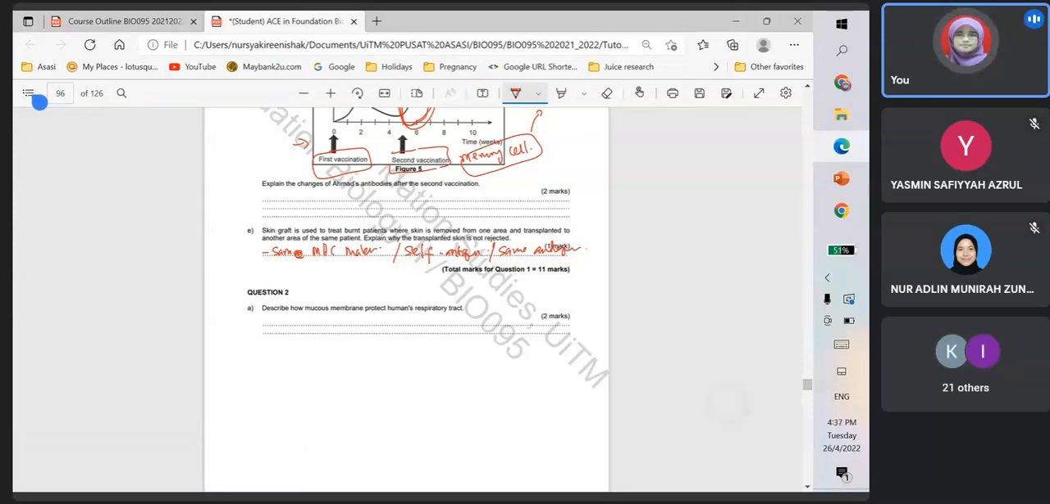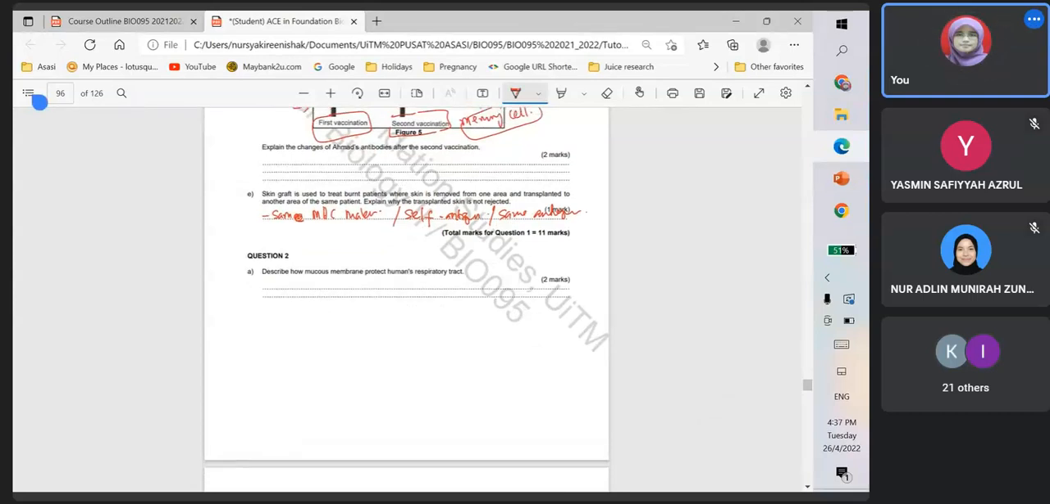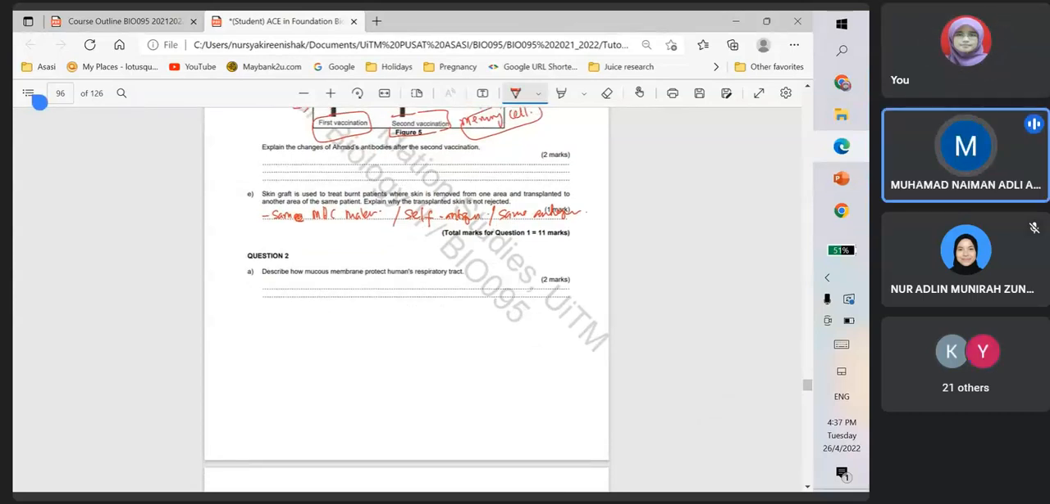Okay, so kita sambung dengan soalan nombor 2. Question number 2. Naiman, A. Describe how mucous membrane protect human respiratory tracts. The answer is pathogen present in inhaled air are trapped in the mucus. Then the cilia sweep the mucus upward toward the glottis to swallow into digestive tract.